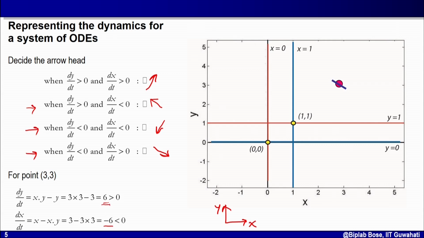So I have the y derivative positive and the x derivative negative. That means my arrow will be in this direction, following this particular rule. When dy/dt is greater than 0 and dx/dt is less than 0, the arrow will be in the upper left corner direction. So let us put the arrow there. So I have got the arrow here. This is how I can take a point on the x versus y phase plane, calculate the slope of an arrow there from dy/dx, and then decide the direction of the arrowhead based on the values of dy/dt and dx/dt.